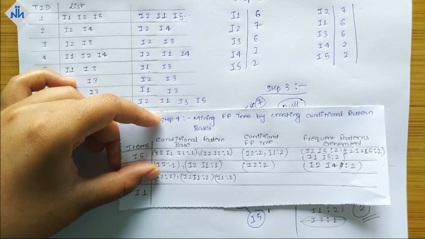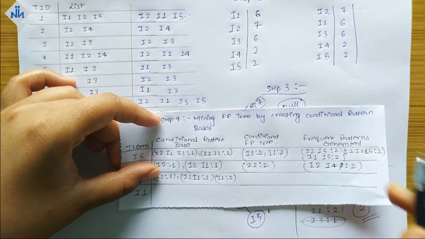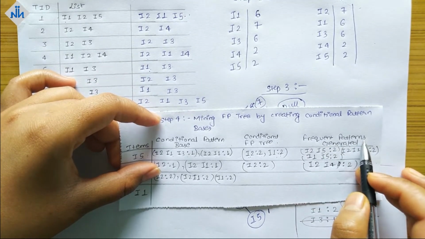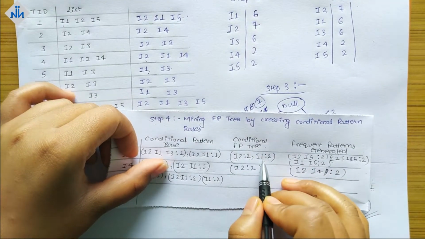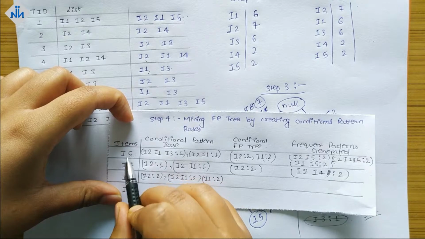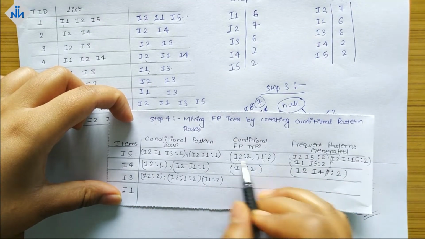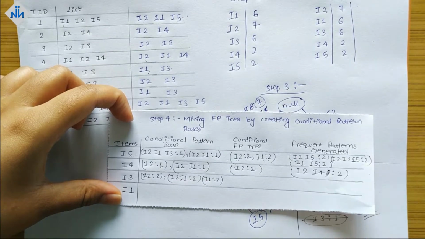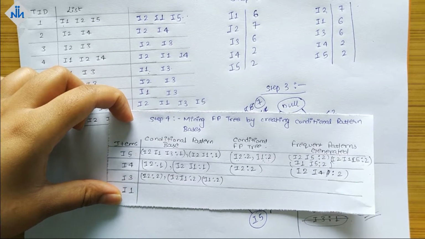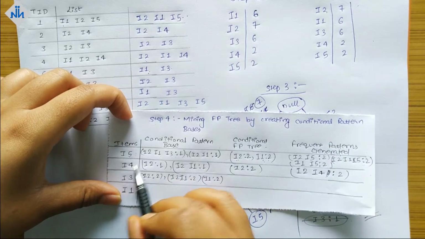Now we will talk about the frequent patterns generated. To find the frequent patterns generated, we take the conditional FP tree we found over here and combine it with I5. So we have I2, I5, which will become 2, and I1, I5, which will become 2. So these are our frequent patterns generated. Now let's look for I4.